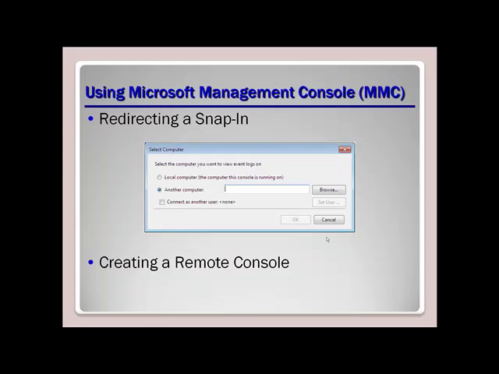Now, this technique is great if you are just doing an impromptu look at a different management task on a different system. But it's limited by the fact that you can access only one computer at a time. You also have to open the computer and redirect it every time you want to access that system. Now, you can do this in a more permanent way by creating a remote console, a custom console, that will allow you to add multiple copies of the same snap-in to a custom console and point each one of those snap-ins to a different computer.